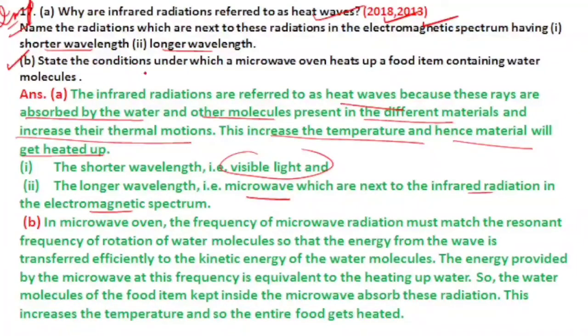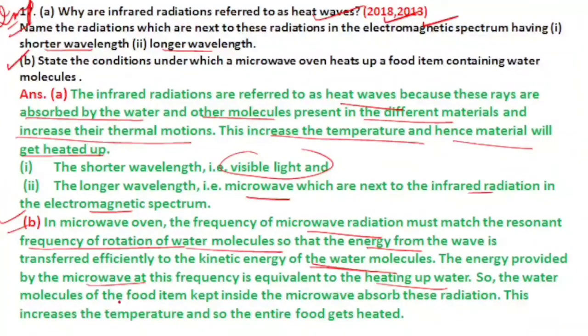Next, part B is state the conditions under which a microwave oven heats up a food item containing water molecules. So you have to write the answer in 3 lines. In microwave oven, what happens? If the frequency of microwave radiation matches with resonant frequency of rotation of water molecules, then energy from the wave is transferred to the kinetic energy of the water molecules. Energy from the wave is transferred as kinetic energy to the water molecules and the energy provided by microwave at this frequency is equal to heating up of water, right?